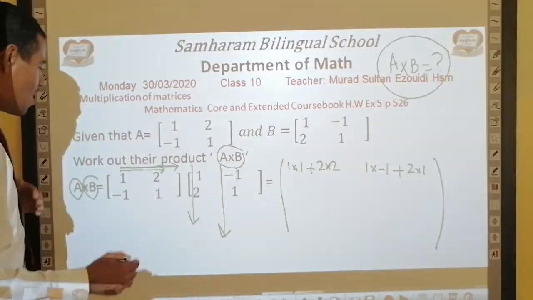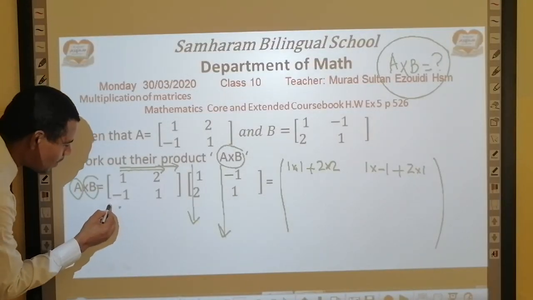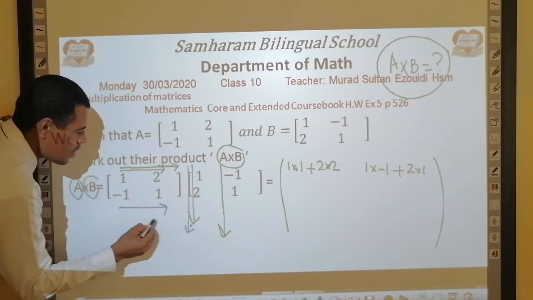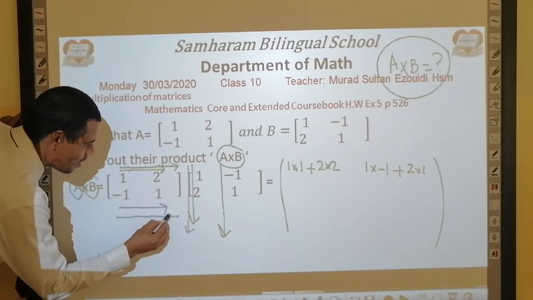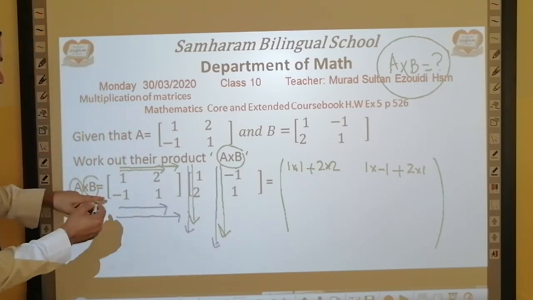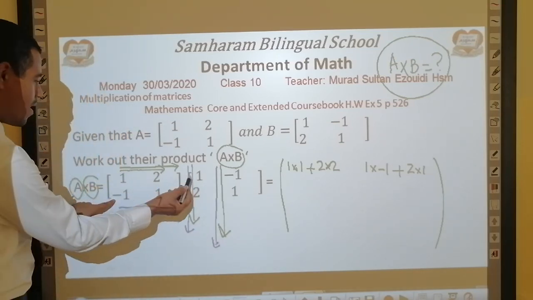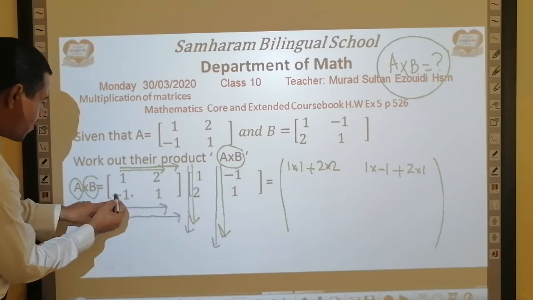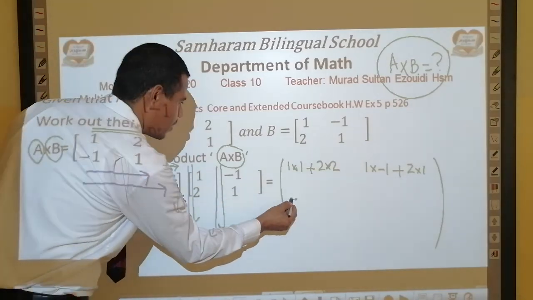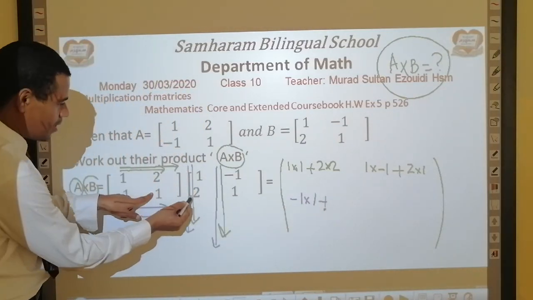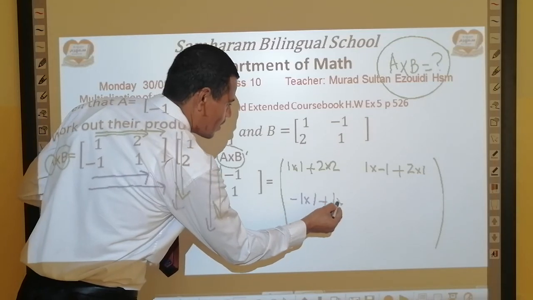Okay? Now I will move to the next one. I will multiply the second row by the first column, then I will multiply the second row by the second column. Look, this is minus 1, I will multiply with what? Second row by the first. So, negative 1 multiplied by 1, plus 1 multiplied by 2.